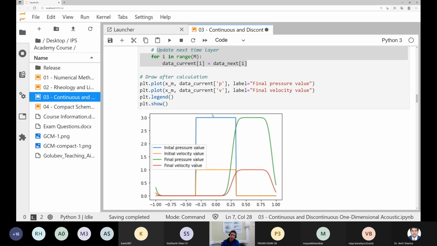You can see here, initially, we have discontinuous rectangular initial conditions. But due to the fact that we use the grid characteristic method, it is not a big deal for our method, because this discontinuity will go through the characteristic line. So, initial pressure value and final pressure value.